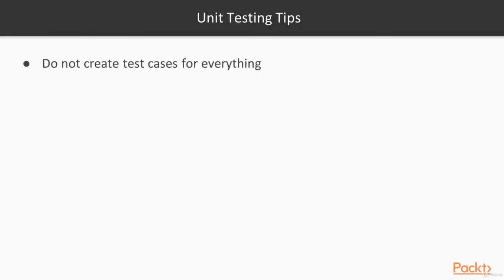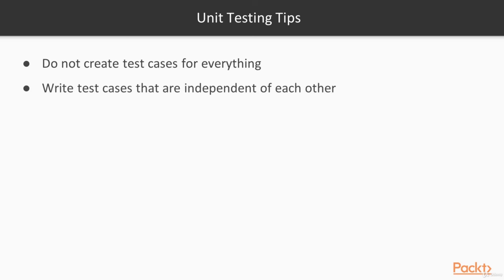In unit testing, you don't need to create test cases for everything. For example, if you have 2 or 3 parameters, you don't need to create test cases for every combination, for example negative A, negative B, negative C, or multiplying, adding, something else. You just need to focus on the tests that impact the behavior of the system. Write test cases that are independent of each other. Perform unit tests continuously and frequently.